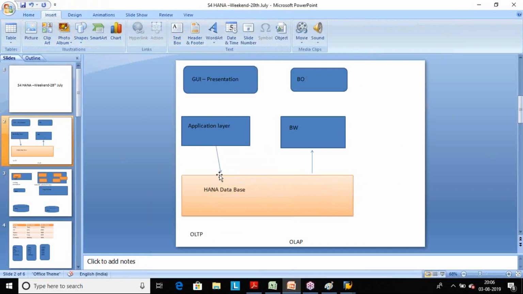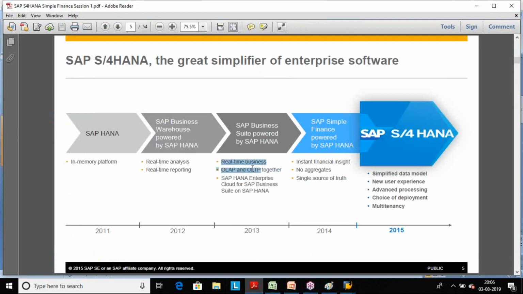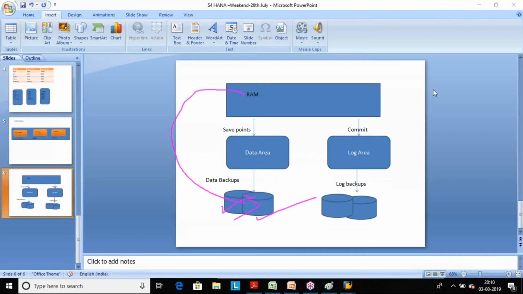So everything is in one system, and now we can get the immediate information, or that is the meaning of this one, real-time business, OLTP and OLAP together. Okay, so any question up to this? So we discussed the hardware part.